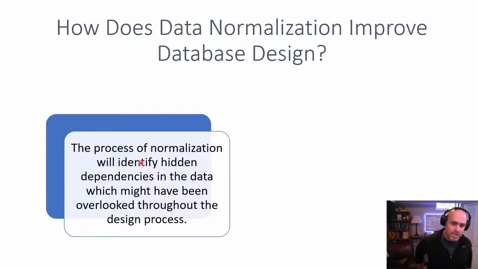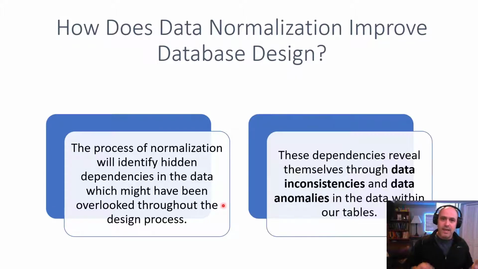The process of normalization will identify hidden dependencies in the data, which might have been overlooked throughout the design process. You just didn't think about it as you were doing the design process. And those dependencies reveal themselves through inconsistencies in our data, which are derived from these internal data anomalies. Okay, and a data anomaly is when you go to perform a DML operation, but the DML operation doesn't work the way you would expect it to, and therefore it creates inconsistent data.